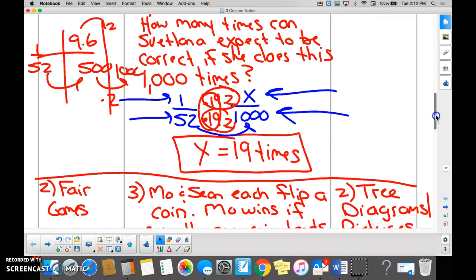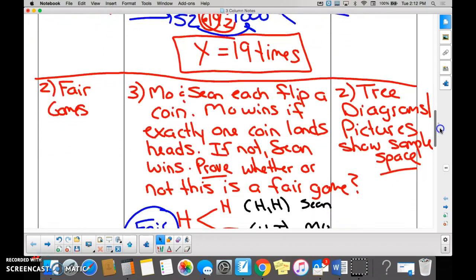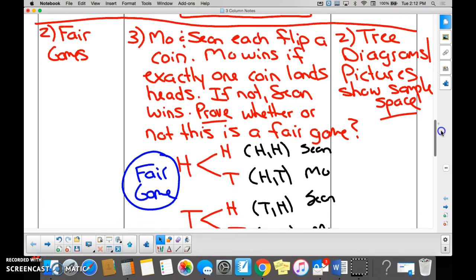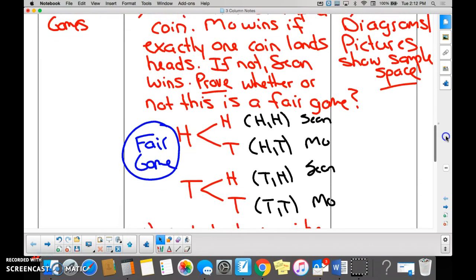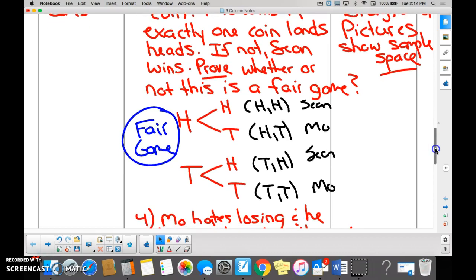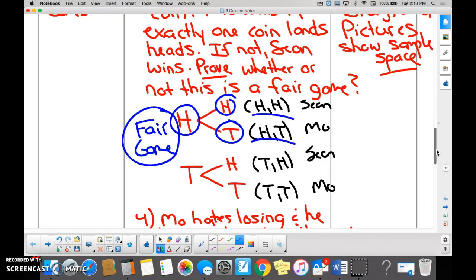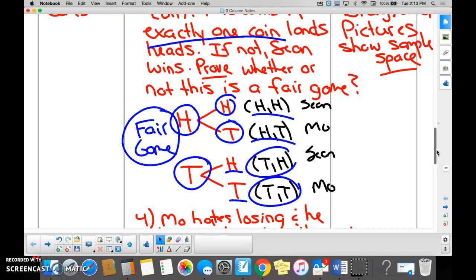And then down here, the last one: Mo and Sean are flipping the coin. Mo wins if exactly one coin lands heads. If not, Sean wins. Prove whether or not this is a fair game. What do you got to do? Tree diagram. If Mo flips first and gets a head, Sean's going to get a head or a tail. So there's 2 of our outcomes. Head, tail. If Mo flips first and gets a tail, Sean's going to get a head or a tail. Here's another 2 outcomes. The direction says exactly one coin, right, Isaiah? So if exactly one coin lands heads, is this a fair game? Yes.